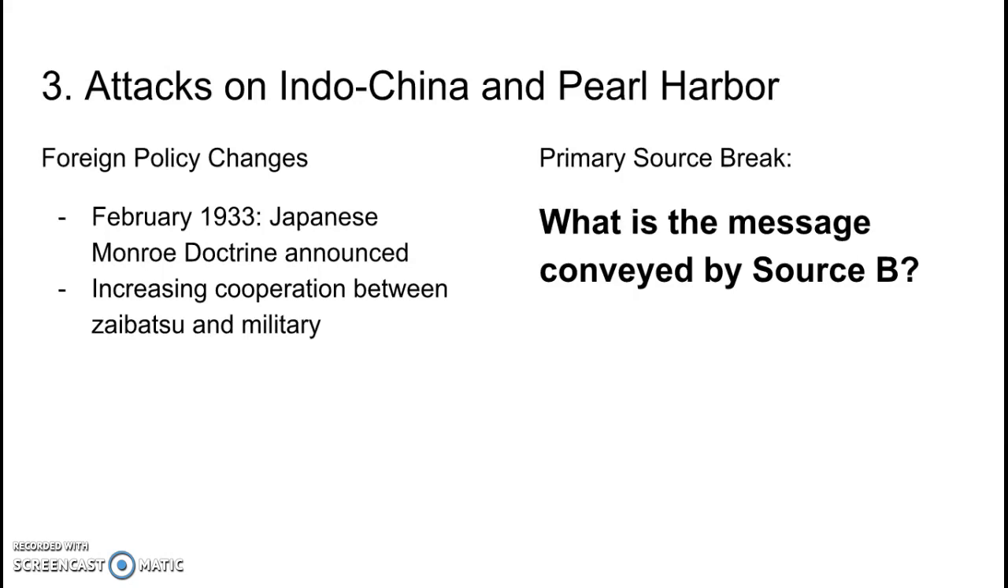In fact, the Zaibatsu were very active in investing Japanese capital into places like Manchuria and other areas that the Japanese controlled for increased war production. And by 1940, Japanese businesses owned almost 85% of all capital investments in Manchuria, so they're really racking up a profit here. You can look at source B for your primary source break, and look at what message is being conveyed there with the Asiatic Monroe Doctrine.